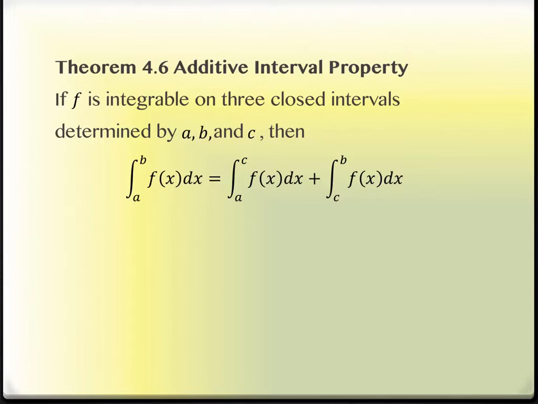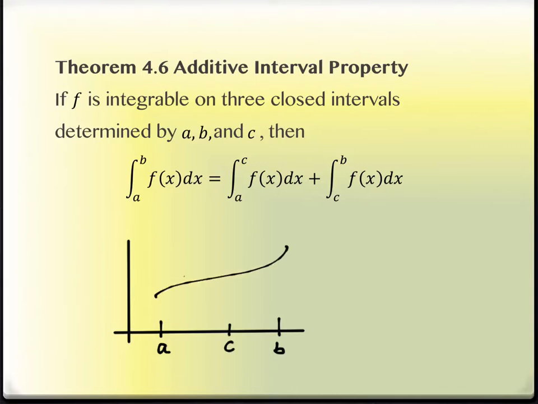So imagine if you had something like this. This is an arbitrary picture, and you had the interval starting at a, it ends at b, and c is somewhere in between. If you were finding the integral over the entire interval from a to b, clearly you could just find it from a to c and find it from c to b, and it should be the same thing. Right?